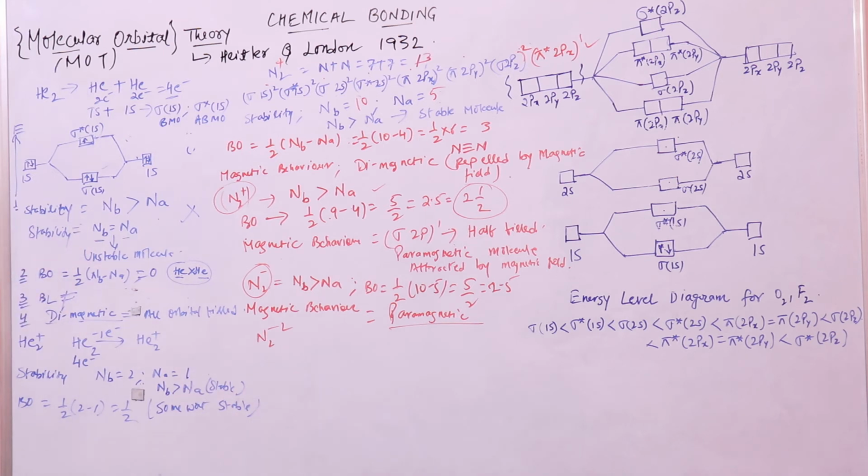I'm adding one more electron now. And this electron will go to the same level. It can go to pi 2px, or, because both have the same energy, it can go to pi 2py. So we'll add it to pi 2py. So we have one more anti-bonding electron in that case.